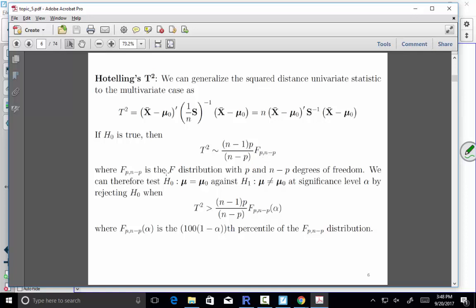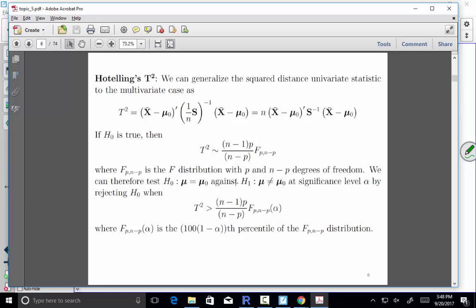This is the F distribution. F distributions have two different degrees of freedom. The t distribution just has one degree of freedom. F has two, so you have to specify p and n minus p. What's p? Number of variables, right? Number of columns in the spreadsheet, number of numeric variables.